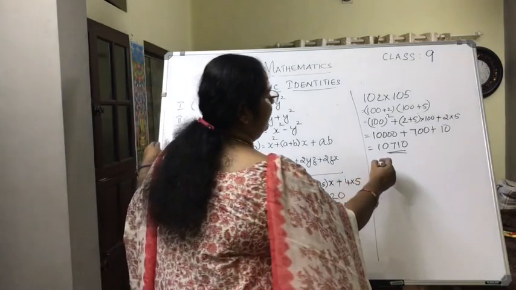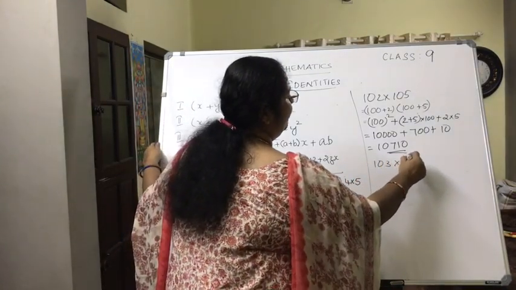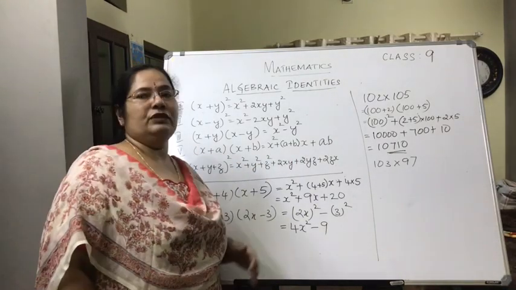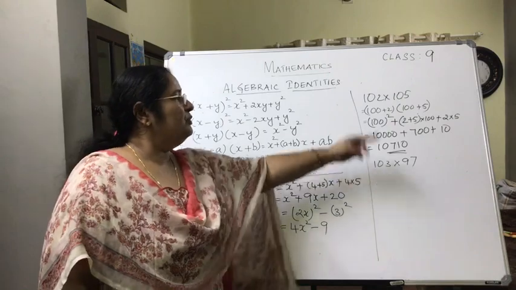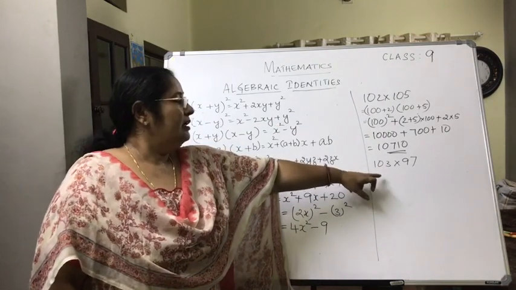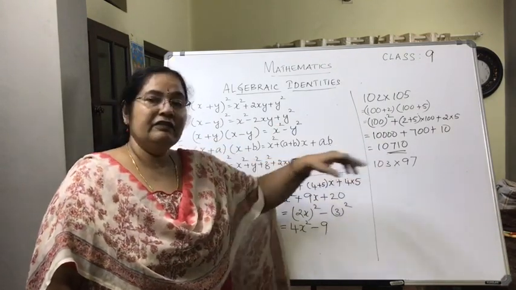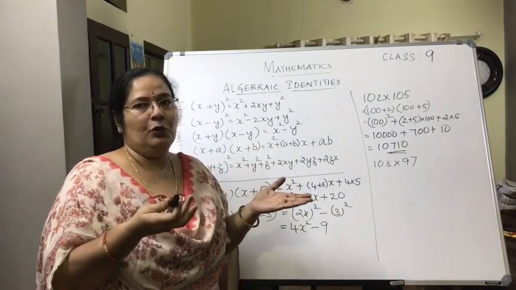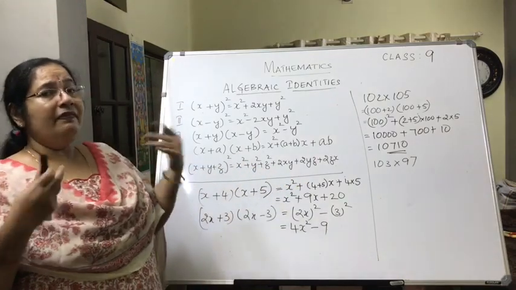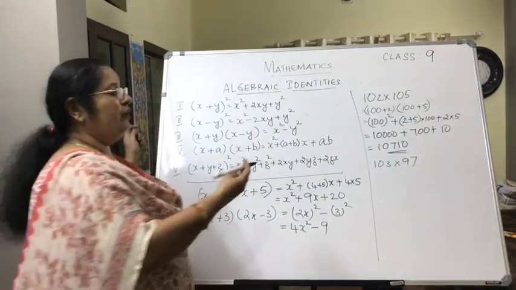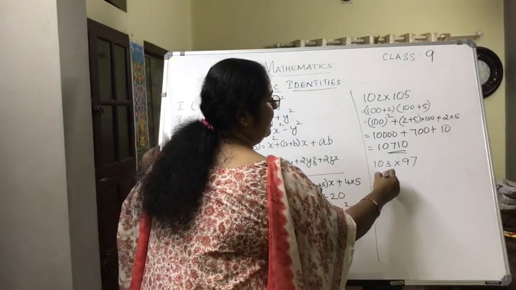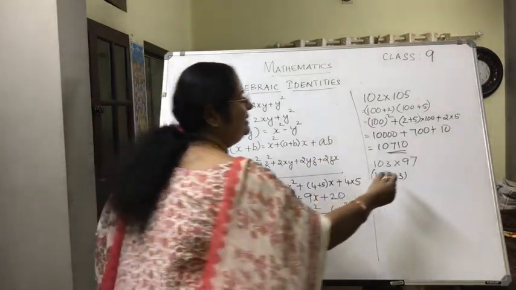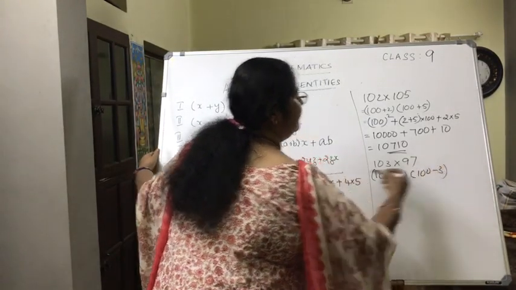Suppose it is, say, 103 into 97. Now how will you do this? See, we cannot use this here. Why? Because here it is 100 plus 3, the other one will be 90 plus 7. So are the first terms the same? No. So there, that identity we cannot use. Then how can we write? Now we will be writing 103 as 100 plus 3 and 97 you will write as 100 minus 3.